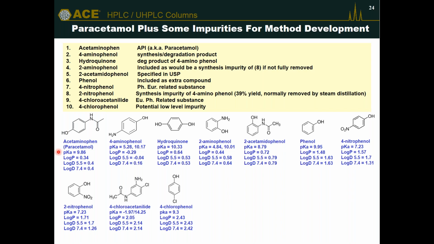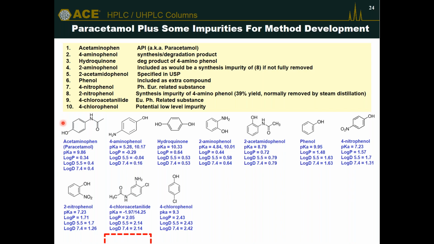So you can see here we know the ionization constants. We also know the log P or lipophilicity values, and also we can either calculate or determine the log D values, which is the distribution of different forms at different pHs. Now, whenever we begin method development, if we have this information, it's always important to assess your sample mixture to make sure your experimental conditions are appropriate.